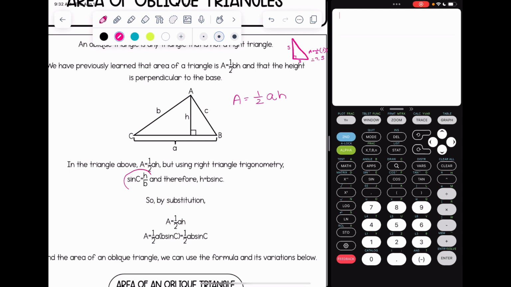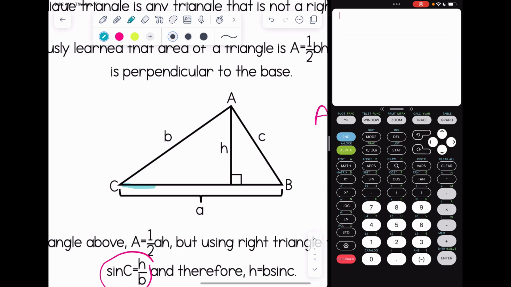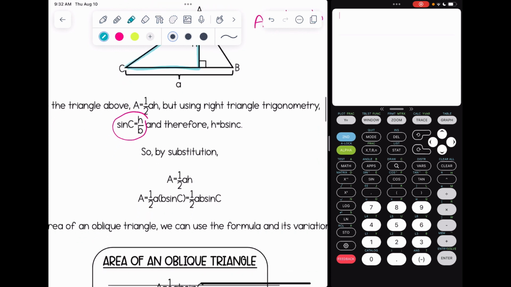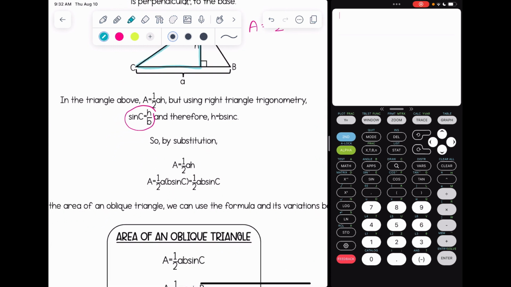Notice that the sine of C is equal to H over B. Focusing on this right triangle, the sine of C is the opposite over the hypotenuse, so sine of C is H over B. If we do some substitution, area is 1/2 A times H, and H is B sine C, so we get that the area is 1/2 AB sine C. This is how you derive the formula, and it is used to find the area of any triangle that is not a right triangle. It will make more sense as we walk through some problems today.